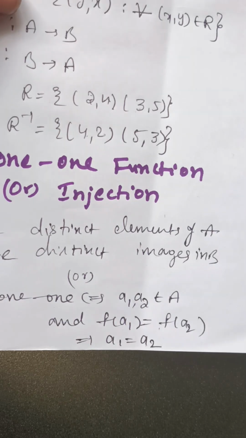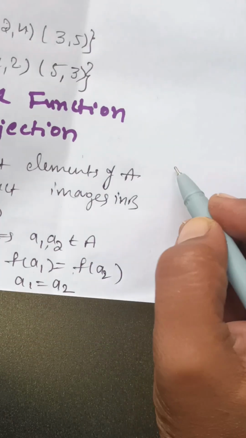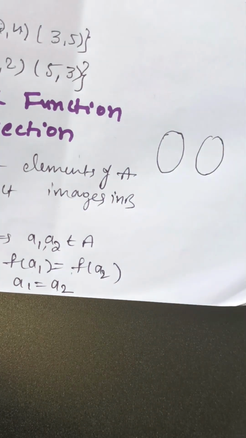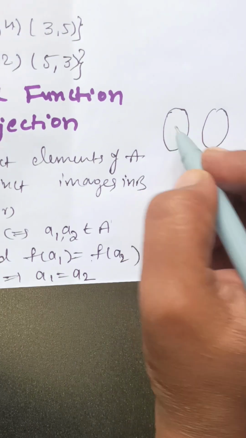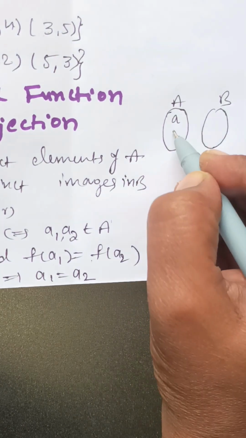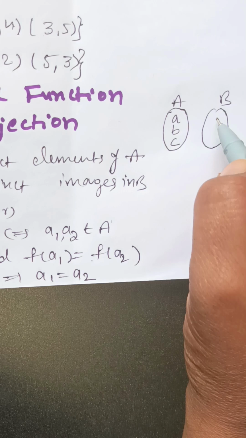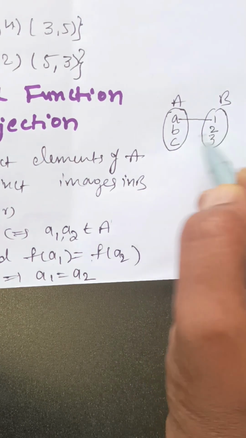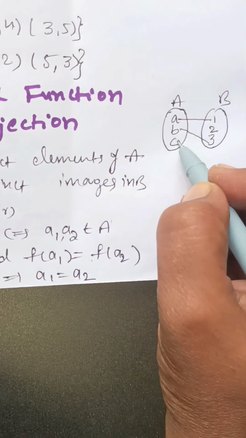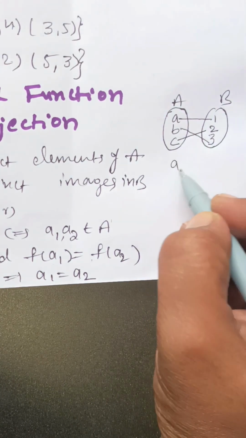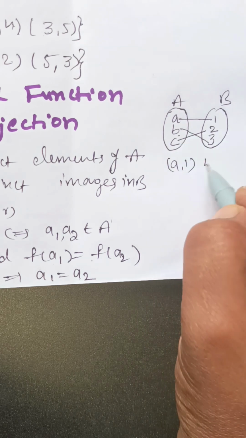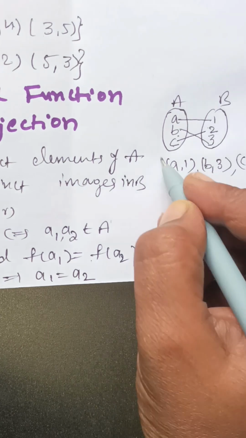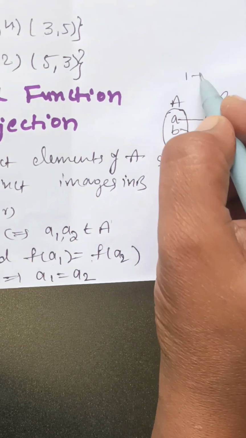An example for this one-one function: take two sets. In set A we are taking three elements a, b, c. In set B we are taking elements 1, 2, 3. So a is mapping to 1, b is mapping to 3, and c is mapping to 2. So (a, 1), (b, 3), (c, 2). Yes, this is a one-one function.